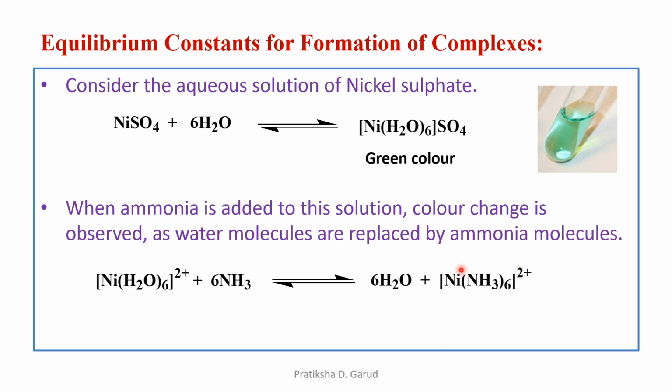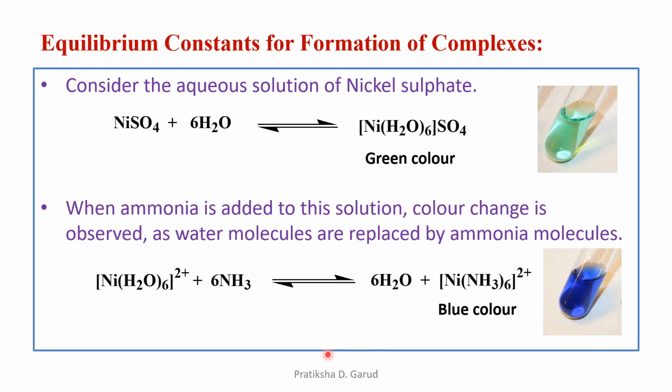Now this complex is having a color change. Here it is blue in color, right? Why is it blue in color? Because H2O, that is the water, is replaced by the NH3, that is the ammonia. So we are having the solution which is a blue color solution. So this is the solution of [Ni(NH3)6]2+. Okay, this color change is simply due to the exchange of the ligands.